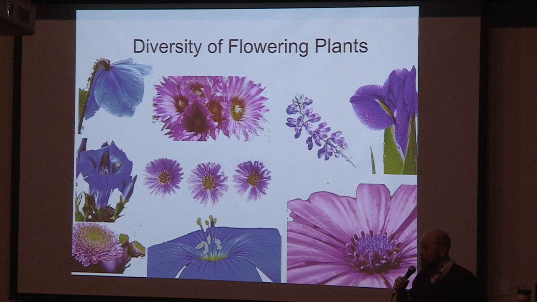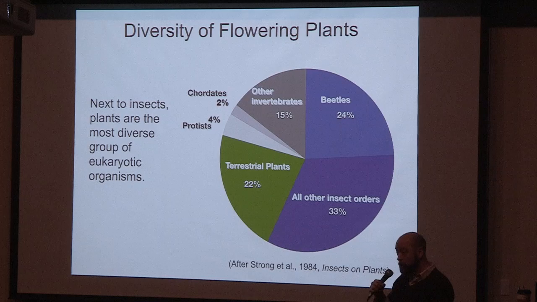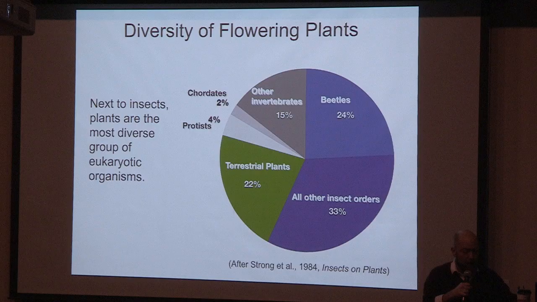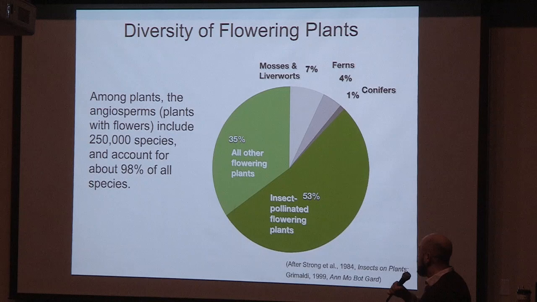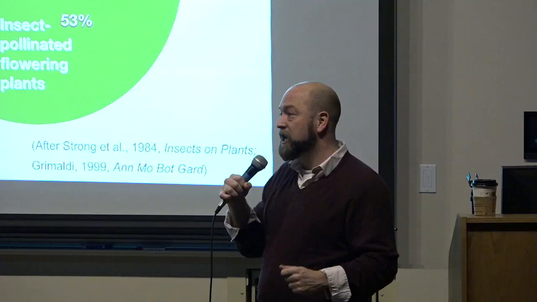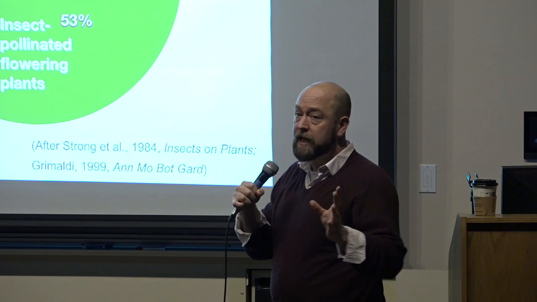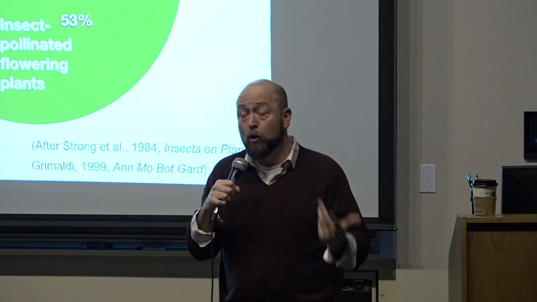And next to the insects, plants are the second most diverse group of organisms on Earth. So looking again at all of the eukaryotes, or all of the multicellular organisms, plants account for about 22% of all described species. And if we look within the plants, we see an even more uneven distribution. There are lots of different kinds of plants out there. As we know in Oregon, there's lots of moss, and there are ferns, and there are pine trees. Those account for a very tiny fraction of all the kinds of plants that are out there. Most of the plants that are out there are plants with flowers.